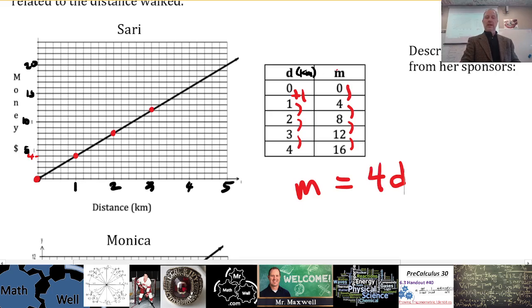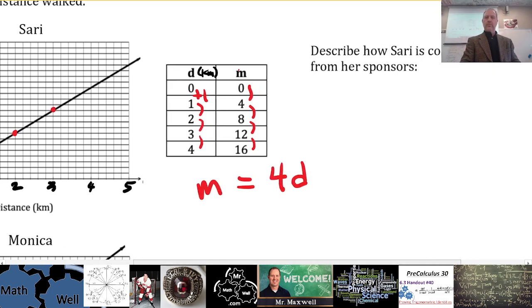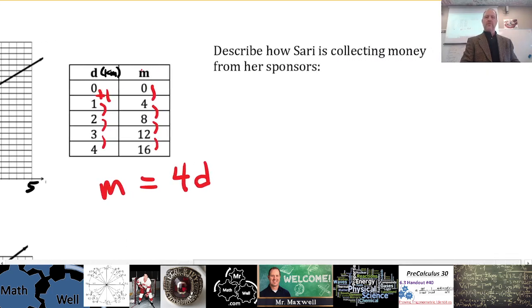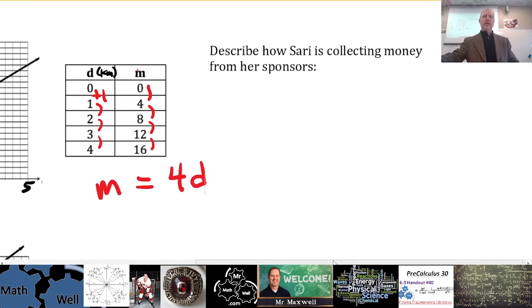So if we were to describe that in words, describe how Sari's collecting money from her sponsors. Anybody have any idea how you would put that in words? Any guesses there? What would you say? She's asking for 4 M's per 1D. 4 M's per 1D. Okay.